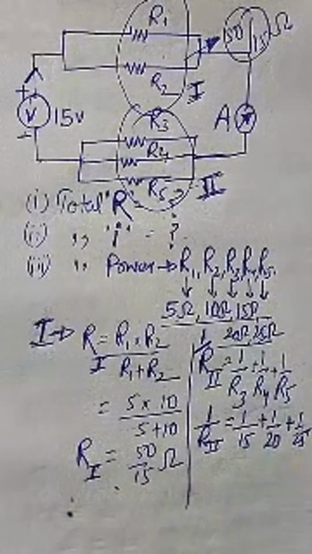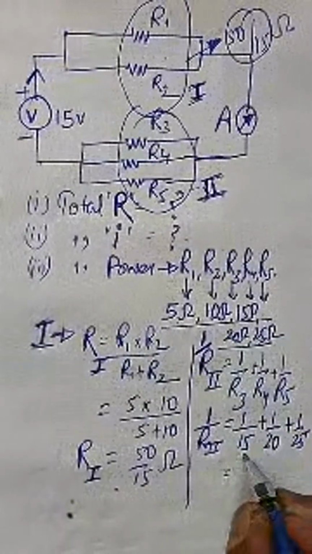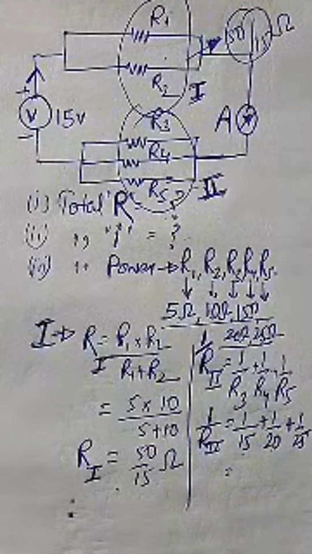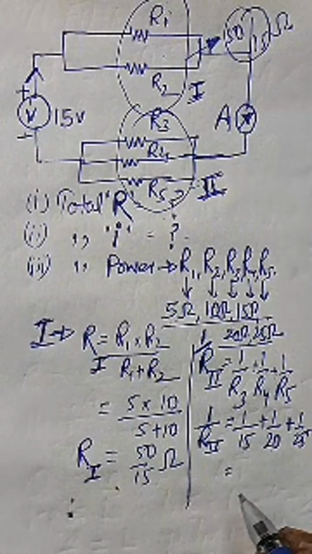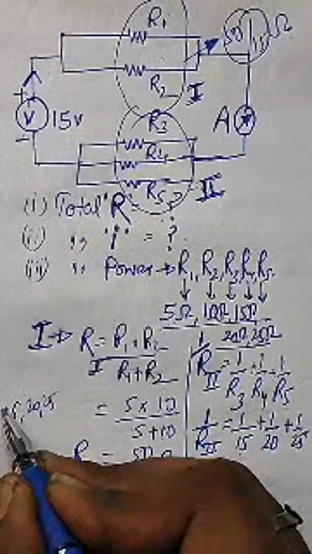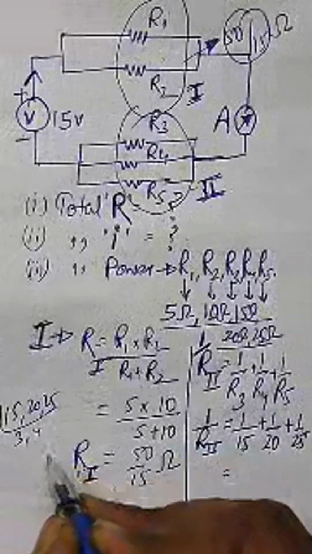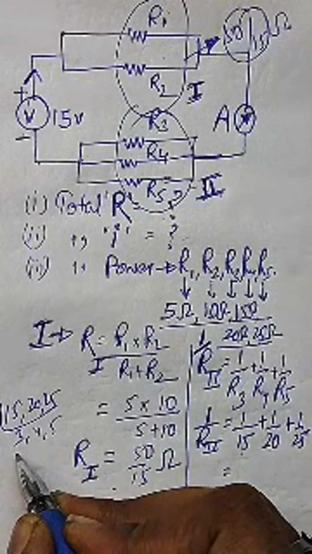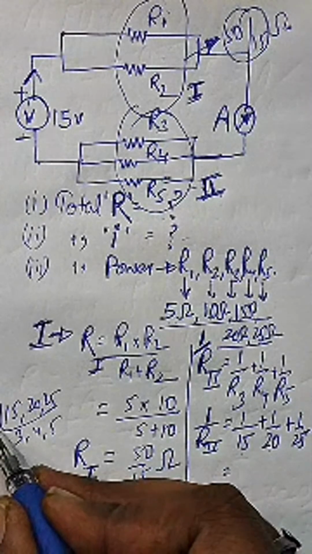Right? So when you solve it, you need to take the LCM of 15, 20 and 25. So when you take the LCM of 15, 20 and 25: 5 3s are 15, 5 4s are 20, 5 5s are 25. Then anyone else? No. 5 3s are 15.